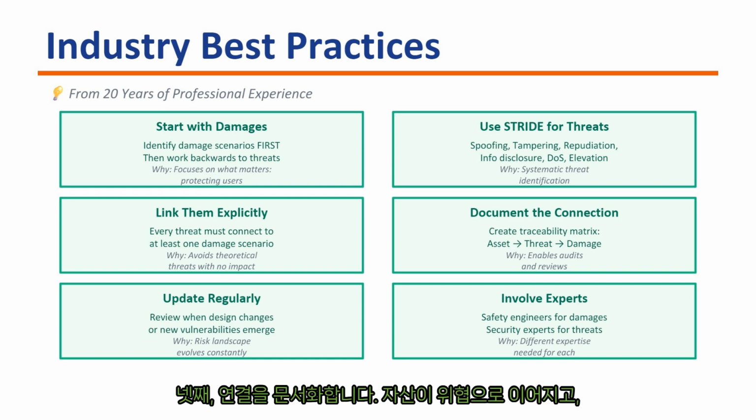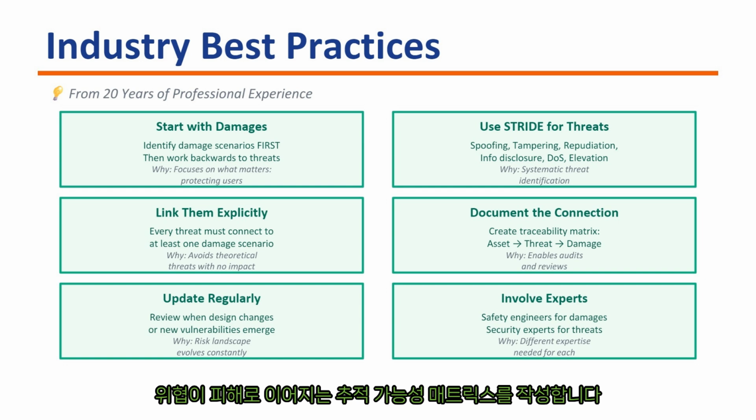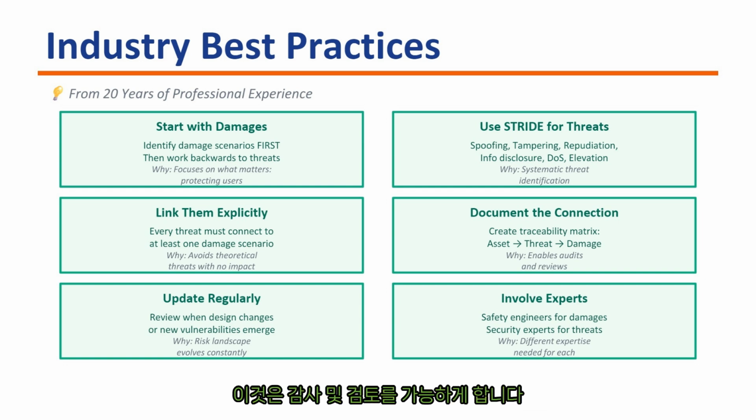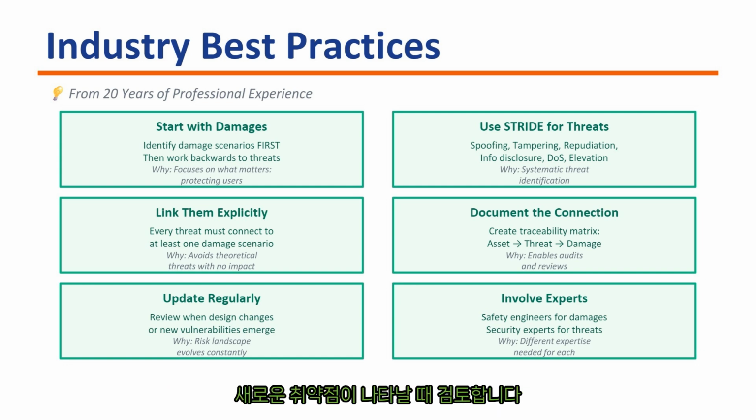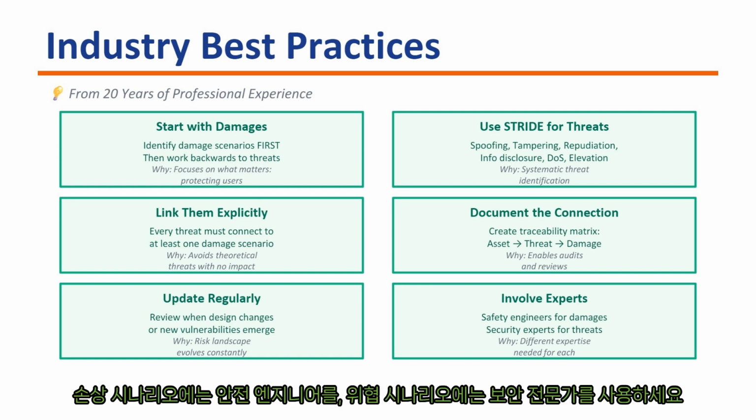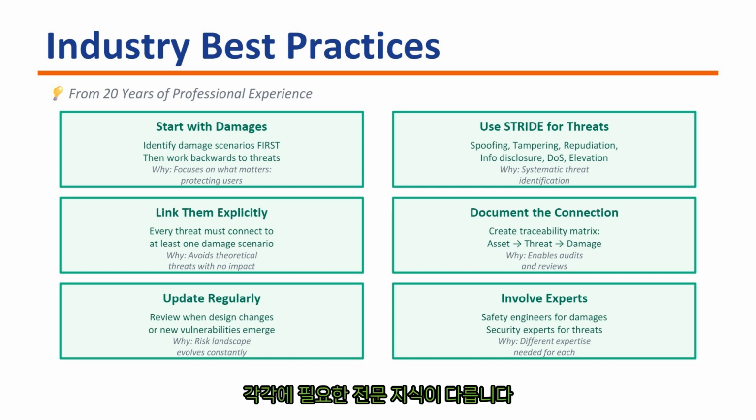Fourth, document the connection. Create a traceability matrix showing asset leads to threat leads to damage. This enables audits and reviews. Fifth, update regularly. Review when the design changes or new vulnerabilities emerge. The risk landscape evolves constantly. Sixth, involve experts. Use safety engineers for damage scenarios and security experts for threat scenarios. Different expertise is needed for each.